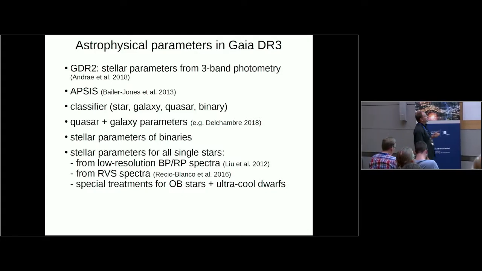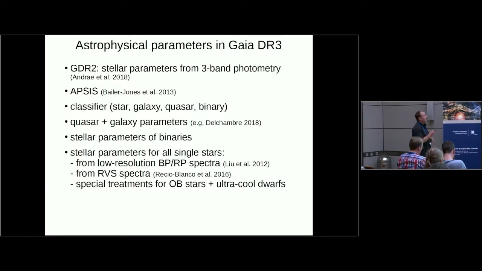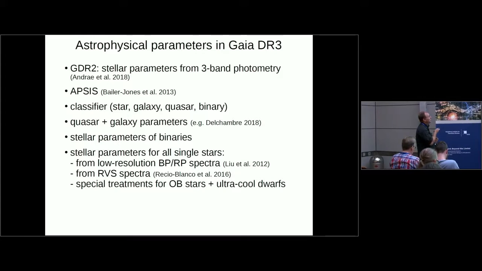If a source is classified as a quasar or galaxy with high enough probability, other modules will kick in that give you quasar or galaxy parameters, such as redshift and some equivalent line width. I'm not working on this package, so I don't know too many details about that. Then if a source is classified with sufficient probability as a binary, you have another module that gives you stellar parameters for the binary components.